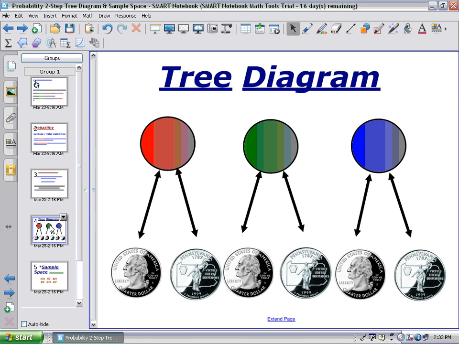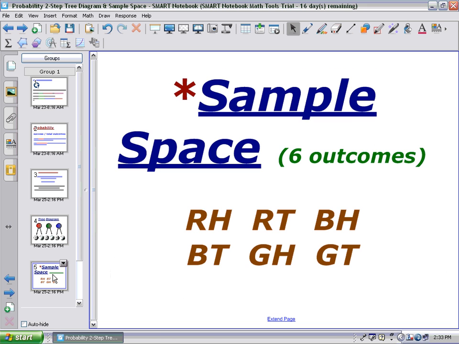Another thing that I can create is a sample space. In mathematics and reality, without drawing a tree diagram, a sample space is just writing out all my possible outcomes and what they are. RH, RT, BH, BT, GH, and GT. Let me explain this a little bit. All I did was abbreviate. R stands for red, B stands for blue, G stands for green. H stands for heads, T stands for tails. And this is all the scenario that can happen. These are the only 6 things that can happen when I select the marble from that bag and when I flip a coin.